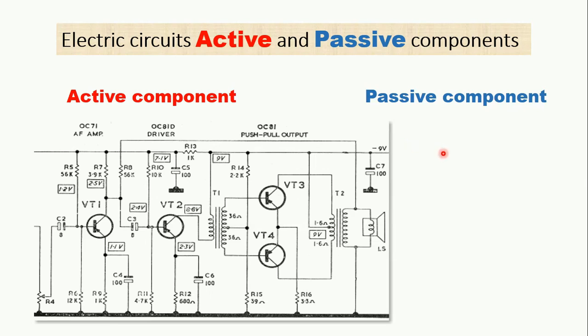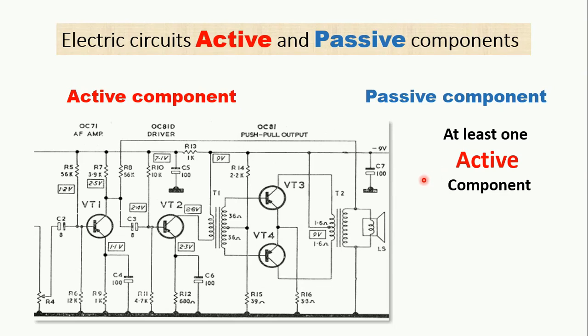So, one rule of thumb that we have to always mention is that for any electric circuit to be a live circuit, there must be at least one active component. So we need at least one active component for a circuit to be live. Otherwise, if all the components in a circuit are passive, then the circuit will not operate. So this is one rule.